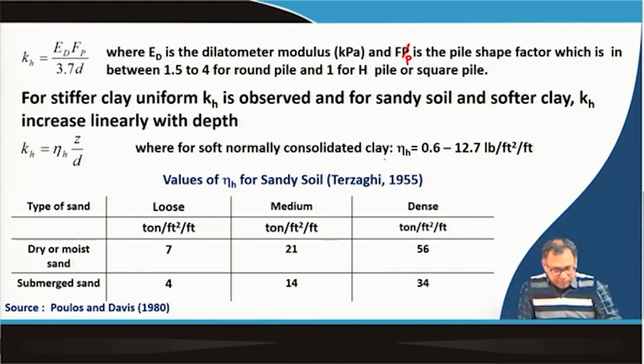For dry sand, moist sand and submerged sand, all the ranges are given for loose, medium and dense soil. So, we take that eta h from here and put this eta h value here, where d is the diameter of the pile. For any depth, if I change the z value, I can calculate the kh for the pile.